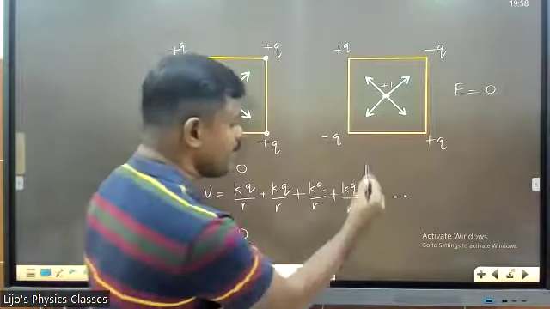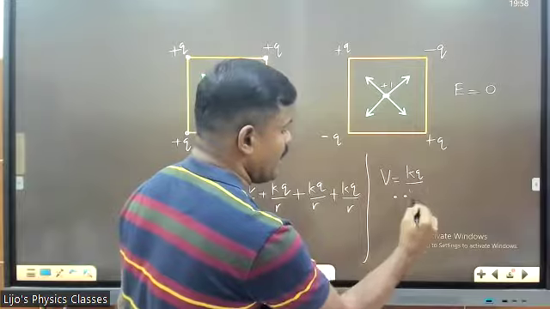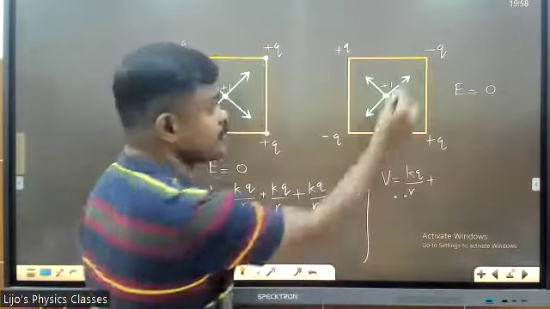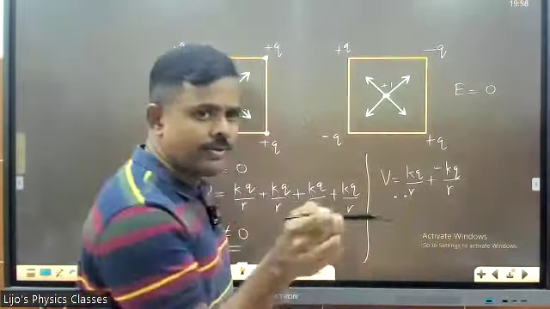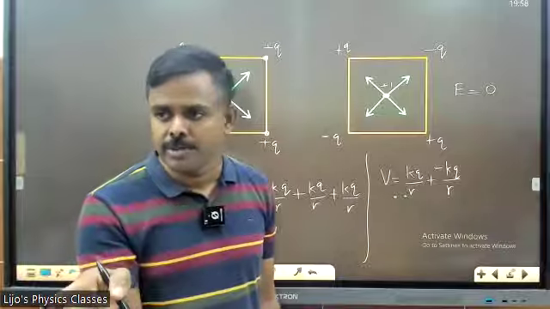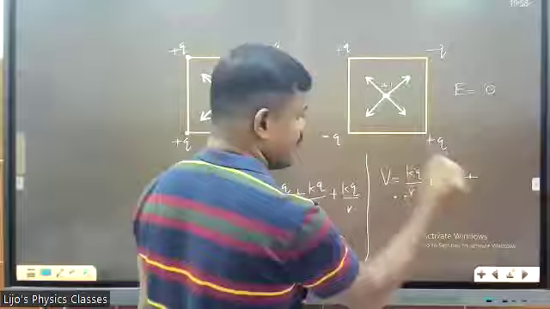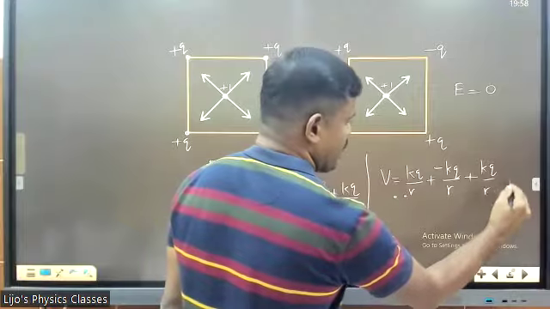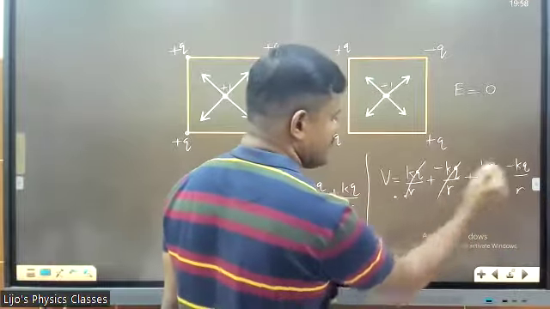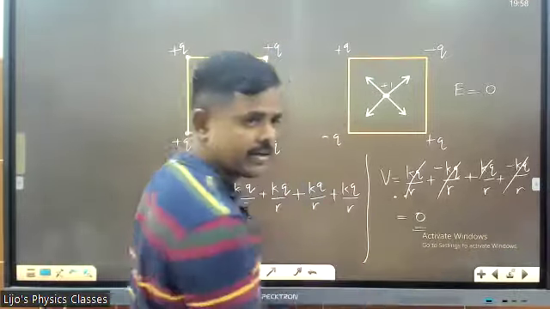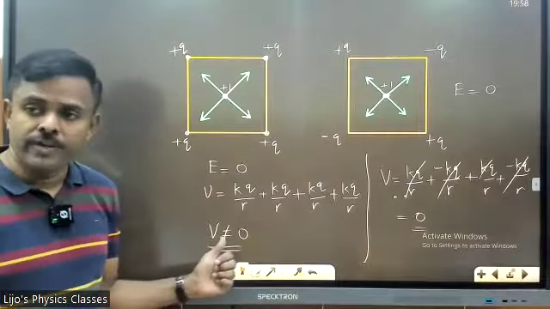Now tell me about the potential. First one's potential: KQ by R, plus. Second one's potential: minus KQ by R, because I already told you, negative charge creates negative potential. That's common sense. Third one, plus KQ by R, and fourth one, minus KQ by R. This cancels with this, this cancels with this, and you're getting V equal to 0. So we have done 2 configurations. In the first, E is equal to 0 and V is not equal to 0.